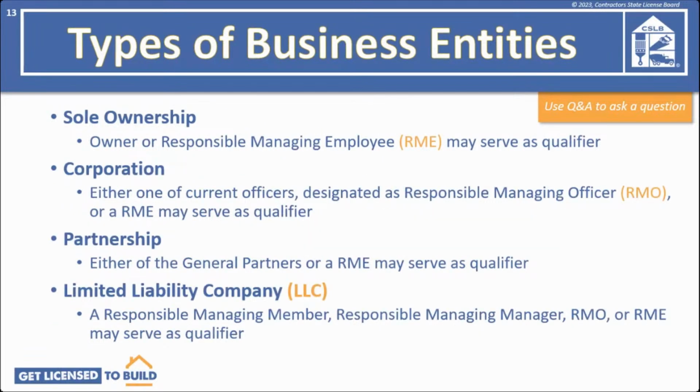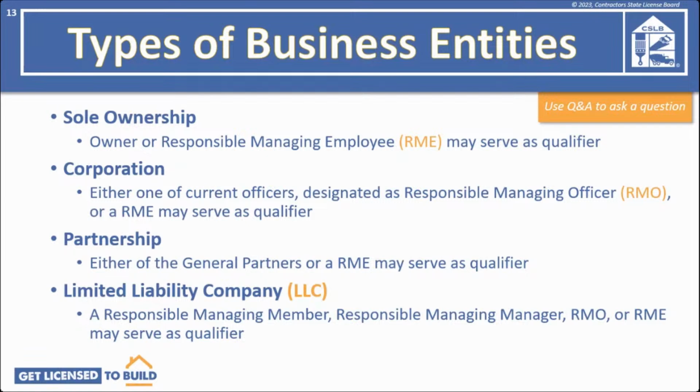The next thing you are going to need to determine before applying for your license is what type of entity or business your business will be. There are 4 types. First is a sole ownership, where the owner or responsible managing employee may serve as the license qualifier. Just about 2/3 of the contracting businesses in California are sole ownerships. Second, a corporation, where either of the current officers designated as the responsible managing officer or responsible managing employee may serve as a qualifier. Just under 1/3 of our licenses are corporations.